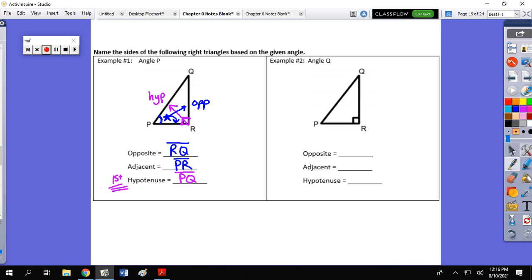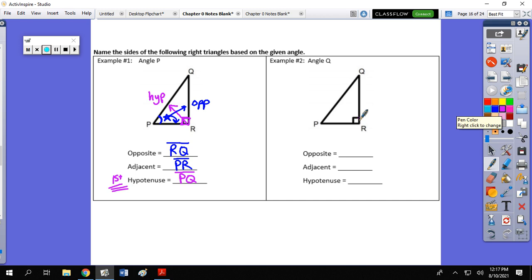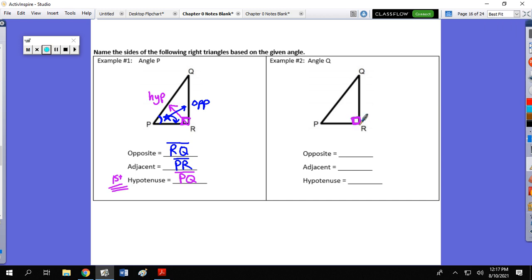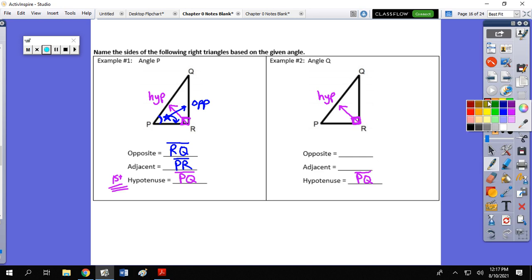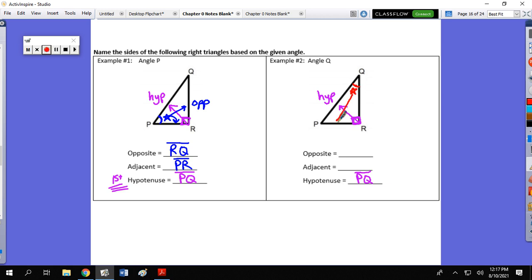So on our other example here, we would start by locating the hypotenuse. That requires us to find the right angle, go across the triangle to find the hypotenuse, which is PQ. Notice it's the same triangle, so it's the same hypotenuse. The hypotenuse never, ever changes. However, if we're working with angle Q instead of angle P, well, that means PR is now the opposite side, and RQ is now my adjacent side.